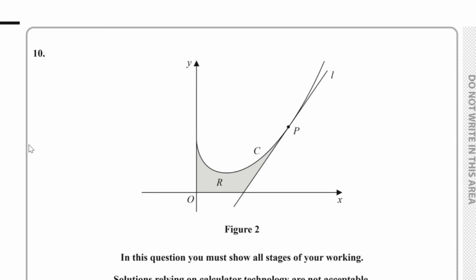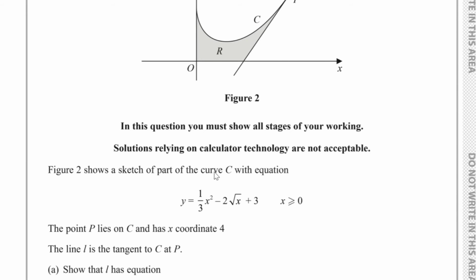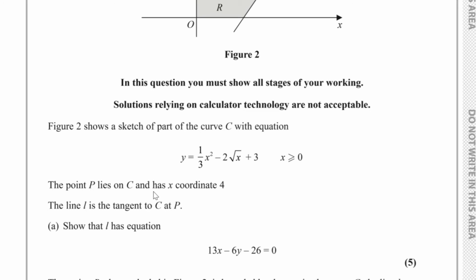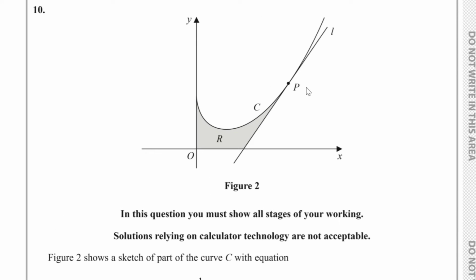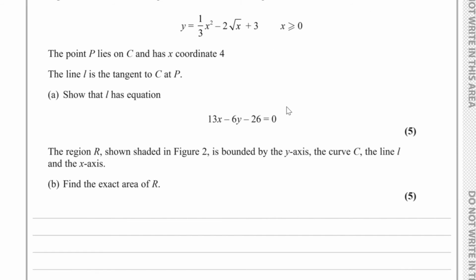Question number 10. Figure 2 shows a sketch of part of the curve C with equation y equals 1/3 x squared subtract 2 times the square root of x plus 3, where x is greater or equal to 0. The point P lies on C and has an x coordinate of 4. And the line L is the tangent to C at the point P. For part A we have to show that L has equation 13x minus 6y minus 26 equals 0.